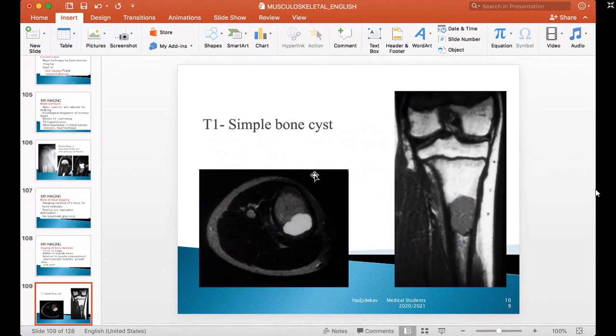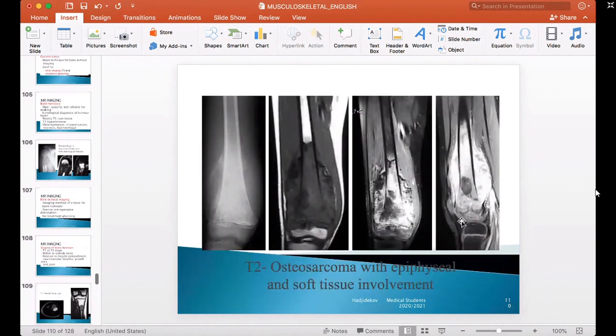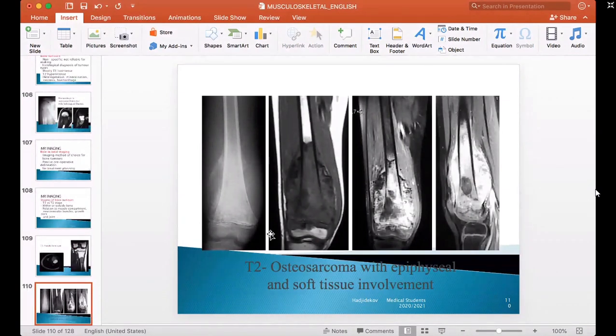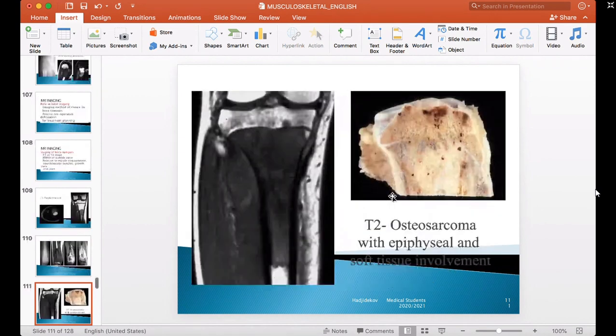This is an example of a simple bone cyst. You see a cyst with thin walls and regular margins, with high signal intensity on T2 imaging and low signal intensity on T1. But what about this example? This is a very aggressive tumor. There is discontinuity of the periosteum here. In the epiphysis of this bone, we have important soft tissue involvement. You can see that the tumor is invading the muscles and the soft tissue, and is spreading outside of the normal bone. So this is a pathological specimen of this osteosarcoma with epiphyseal and soft tissue involvement.